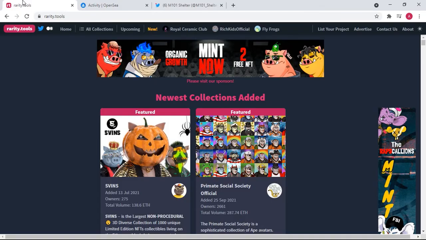First thing you have to do is go to rarity.tools. Rarity.tools is a very important website. It gives you all the NFTs that are dropping, when they are dropping, their social medias, and a brief view of what the collection would look like. That's a couple of avatars, maybe one or two or three, just for you to have an idea of what this collection actually looks like or what it's all about.